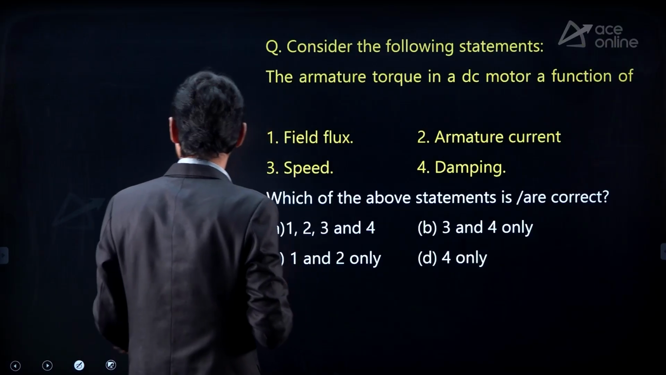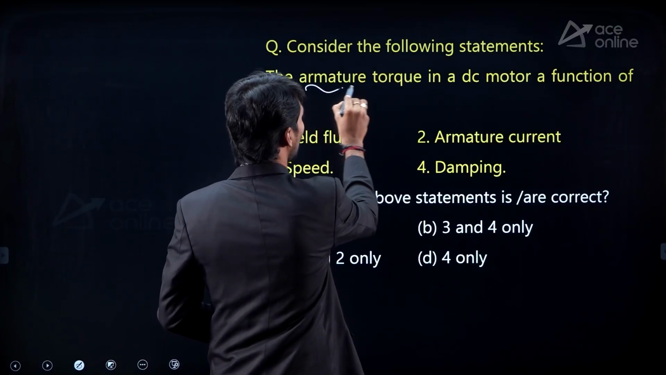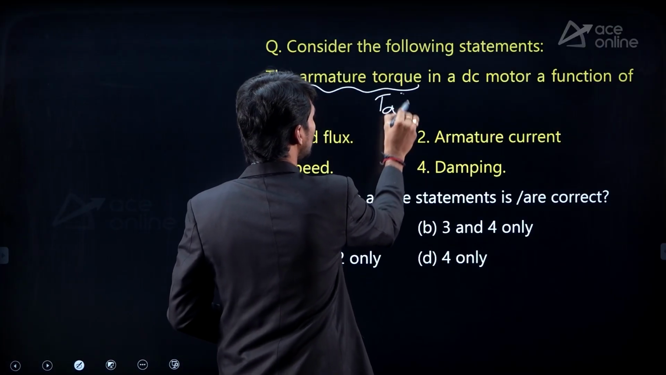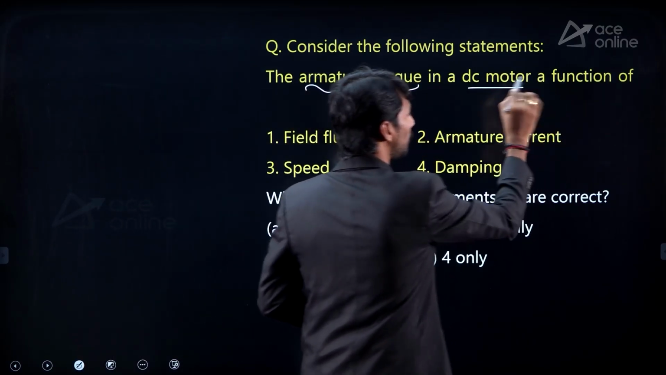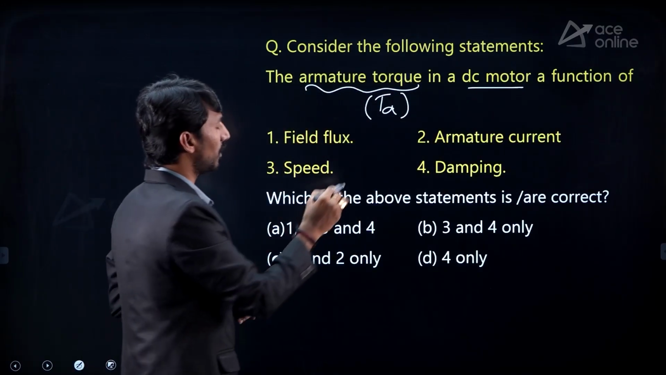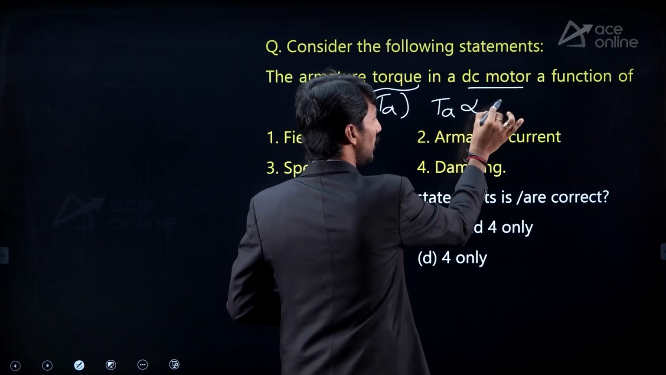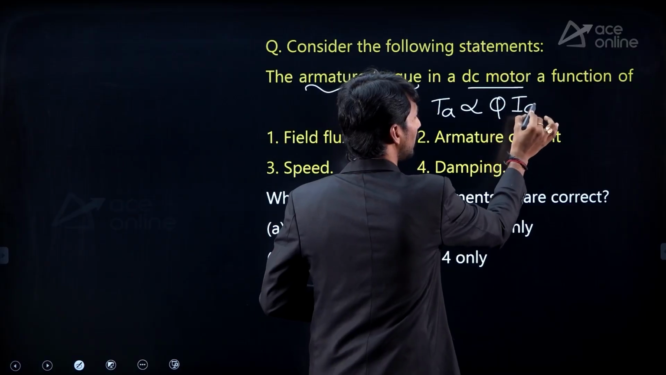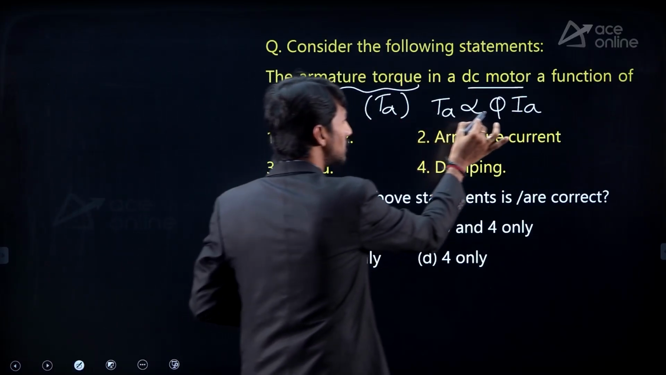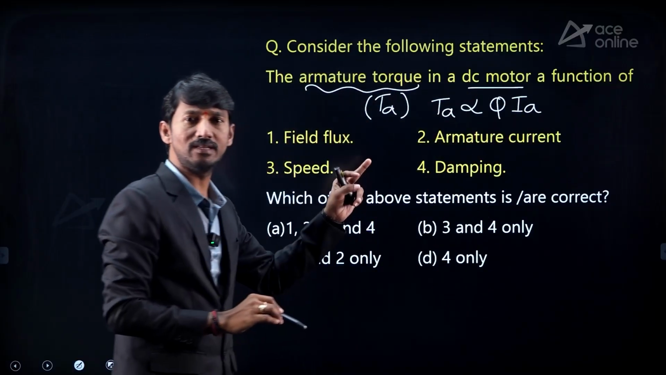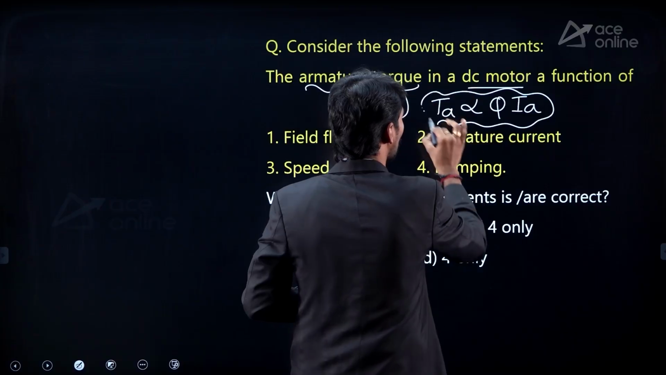Consider the following statements. Some statements are given. The armature torque, Ta, or simply T, in a DC motor is a function of what? First of all, the torque is proportional to phi into Ia. What is phi? Field flux. What is Ia? Armature current. The moment you recollect this formula, the thing is over.